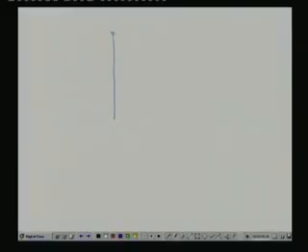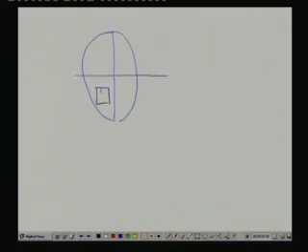Now, again we consider the same figure we have drawn earlier and consider an area.